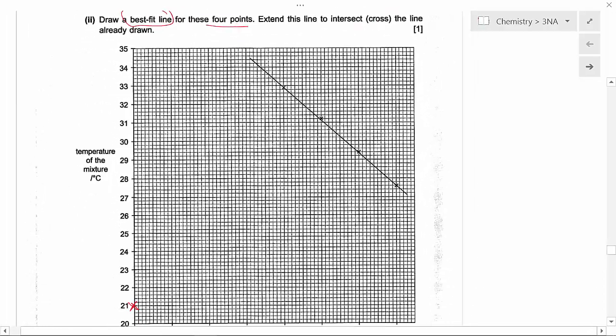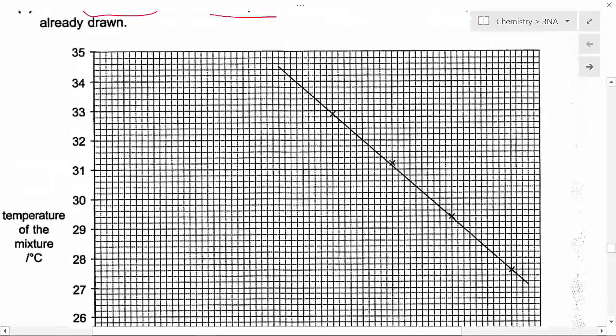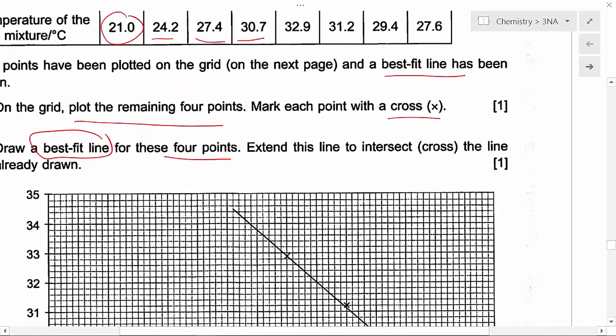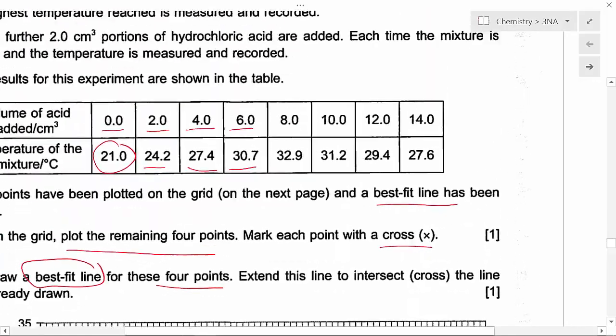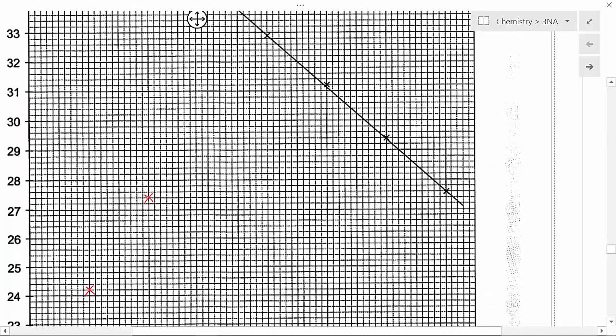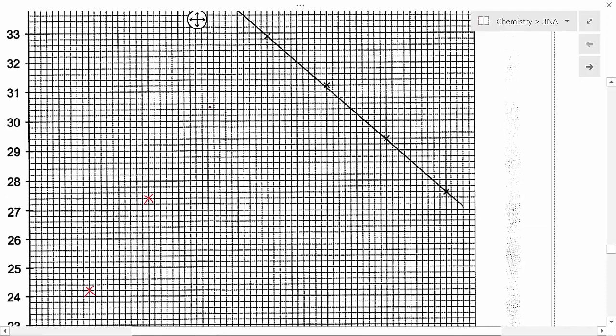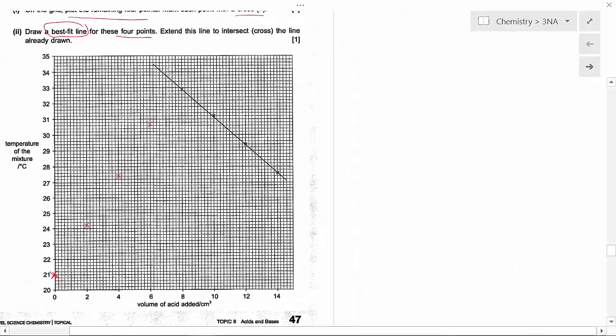Whereas 2 is 24.2, because every square is 0.2. And 4 is 27.4. And 6 is 30.7. It should be around here, 30.7. Alright? Yeah, and then you need to draw a best fit line. Alright, it's a straight line.